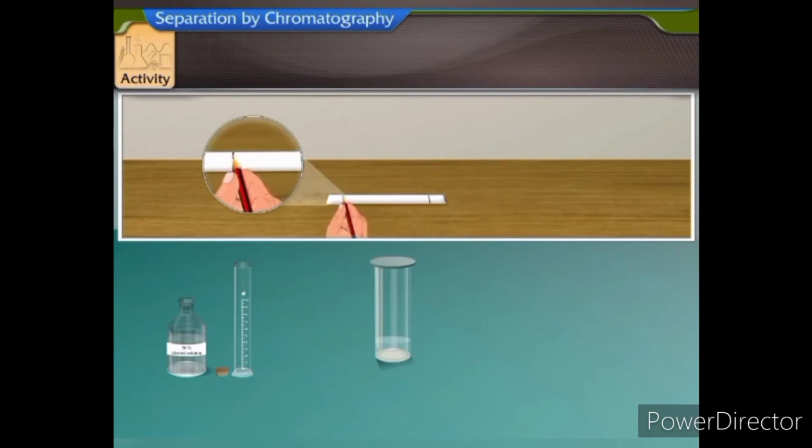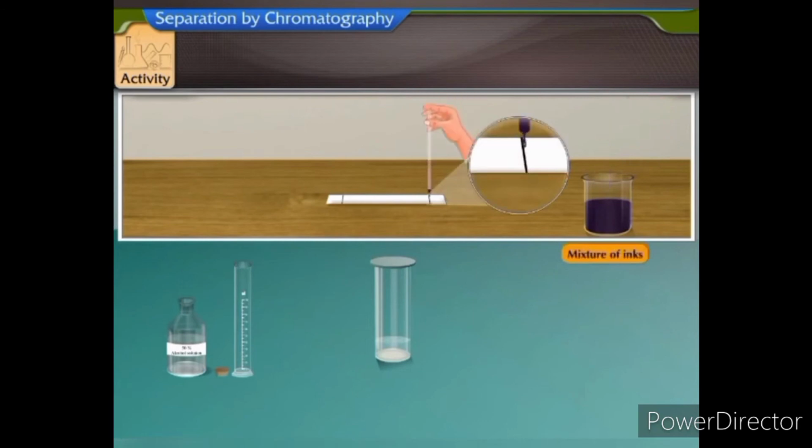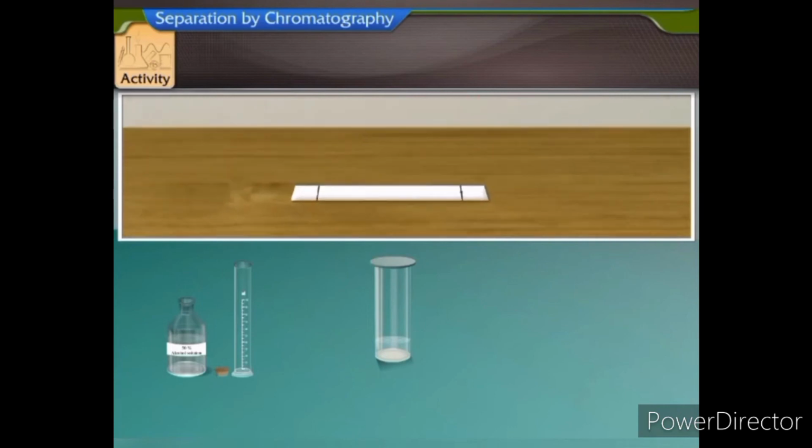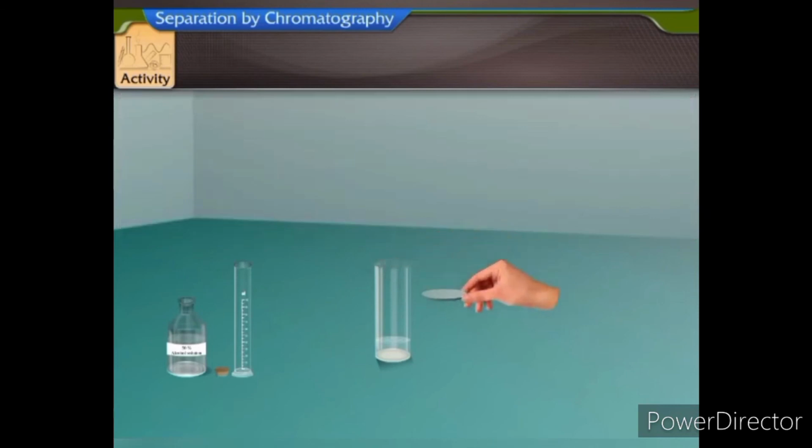Draw another line at a distance of 10 centimeters from the base line. This is the solvent front. Using a capillary, place a drop of the mixture of inks at the center of the base line. Allow it to dry. Successively put 2 to 3 drops at the same point and allow the drops to dry. Suspend the paper strip in the jar such that the lower end of the strip carrying the spot just dips in the solvent. Now cover the jar.